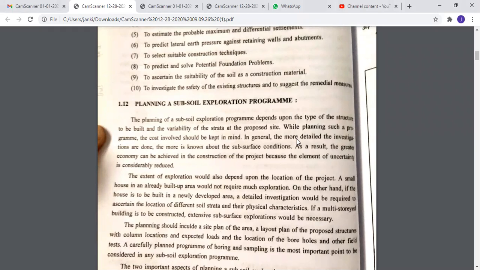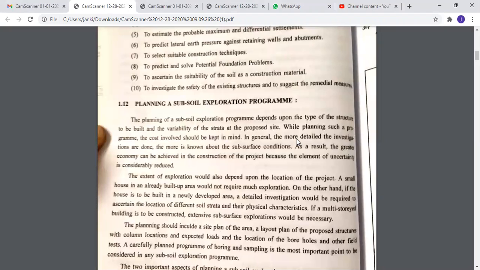Basically, the planning of this program mainly depends on the type of structure to be built and the variability of the strata at the proposed site, right? While planning such a program, the cost involved should be kept in mind, because whether it's a residential building or industrial building or whatever type of structure, the main thing is the cost estimate of the building. So the main thing involved is cost, right?